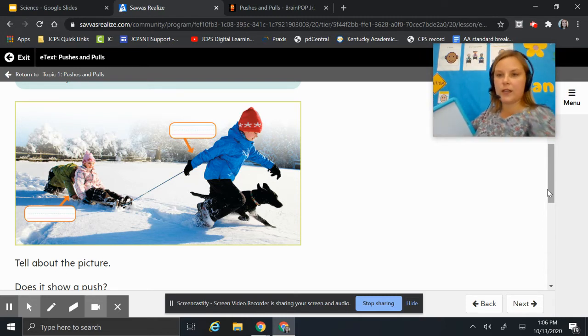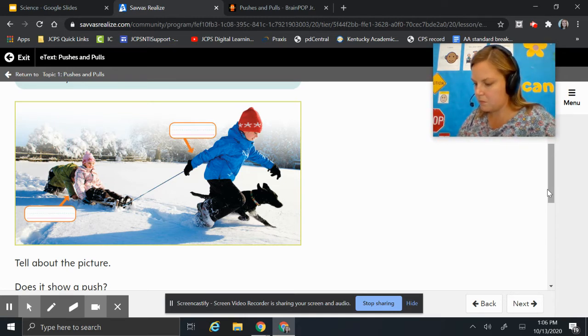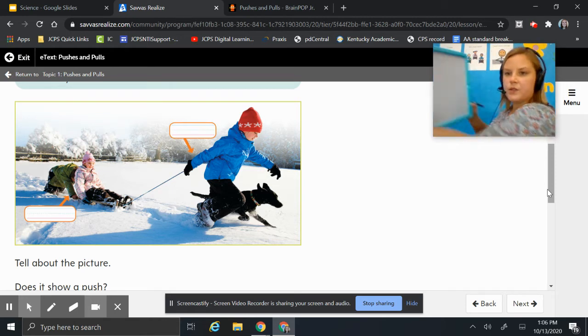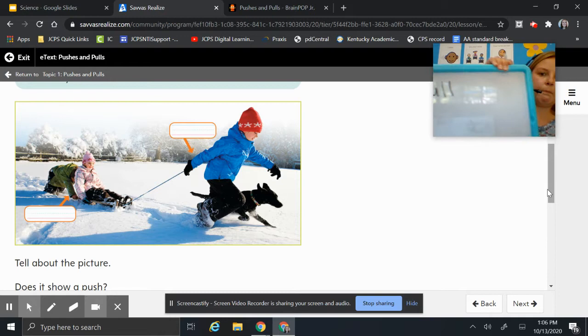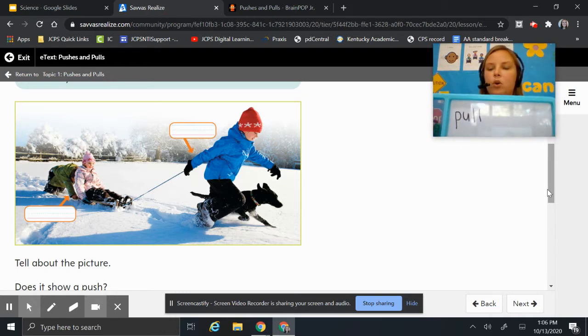And then we're also going to look at the second picture where the little boy is pulling. So we're going to write that word. Here we go, pull. P-U-L-L, pull.